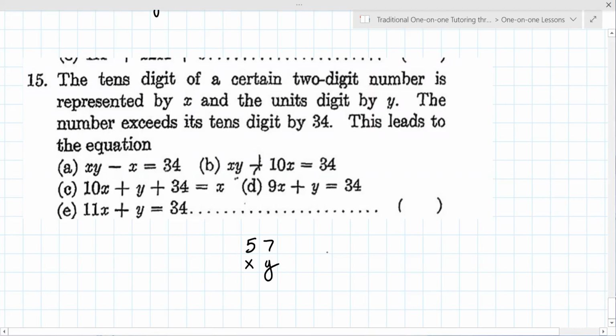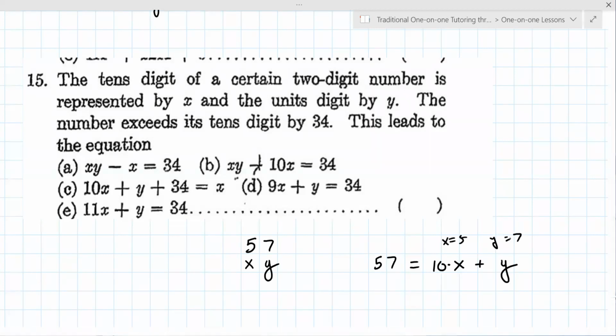Okay, so to get to this number, to get to 57, it's 10 times X plus the Y value, because X is 5 and Y is 7. All right. So then we replace this. Yeah, now they're telling you this. They're saying the number exceeds its tens digit by 34. Oh, all right. The number.